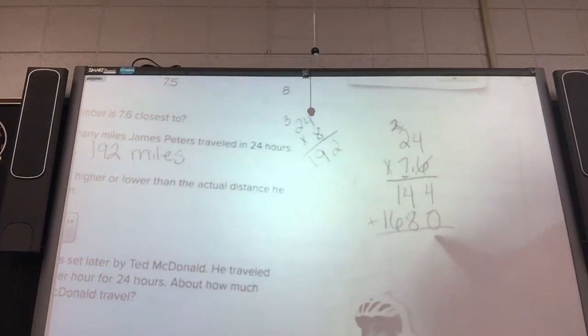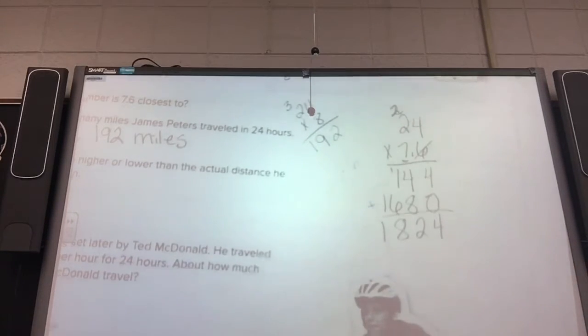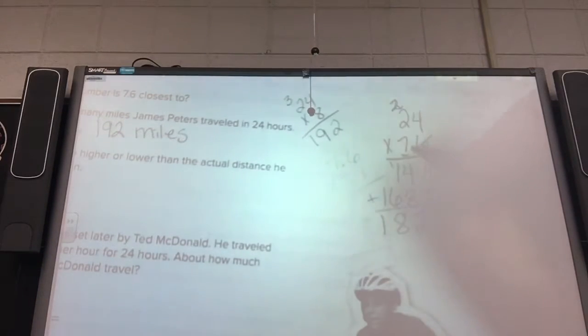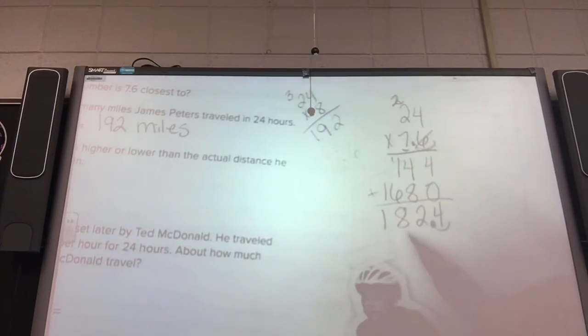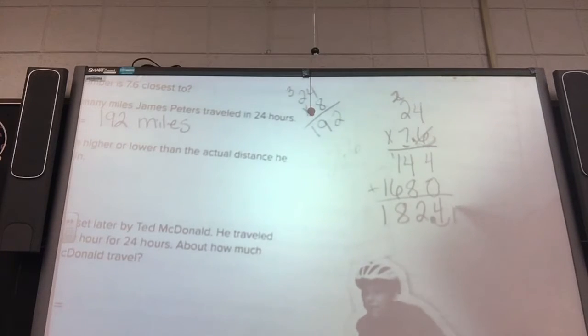4 plus 0 is 4. 8 plus 4, 12. Good. 6 plus 1 is 7. Plus 1 is 8. And 1 plus nothing is 1. Now, we have one decimal place. We always start from the right, count over our decimal places, and we have one place. So over here, guess what? We just go over one place. So our actual is 182.4 miles.